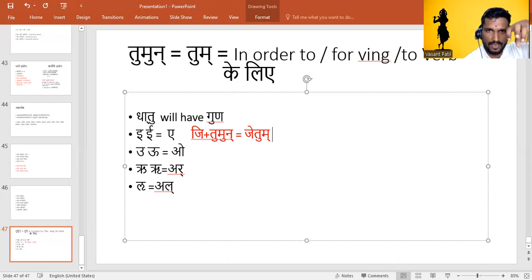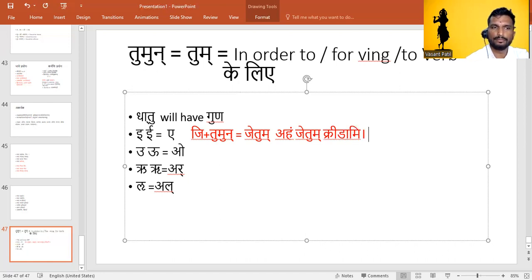So if I want to make a sentence, I play in order to win. So win is one action and play is another action. So I'll write the sentence: aham jetum kridami. So two actions I have clubbed now. Kridami. Jetum kridami. Okay. This is an example of I. Now example of U.